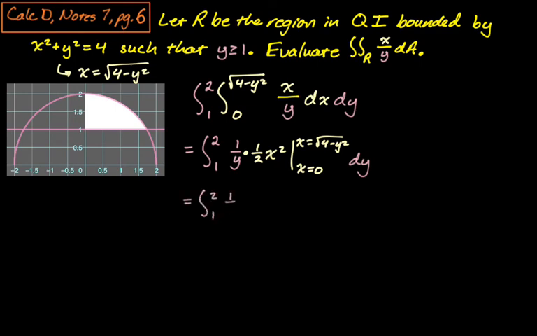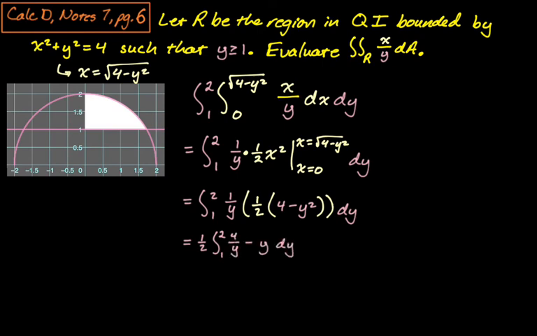So I'm still going to have 1 over y, but now I just have 1/2 quantity, so I'll get 4 minus y squared. And when I plug in 0 for x, I just get 0. So that part's done. All right, so what am I going to do now? I'm going to take out the 1/2, and then break this into 2 integrals, basically. So I'm going to make it 4 over y, and then y squared over y is just y.